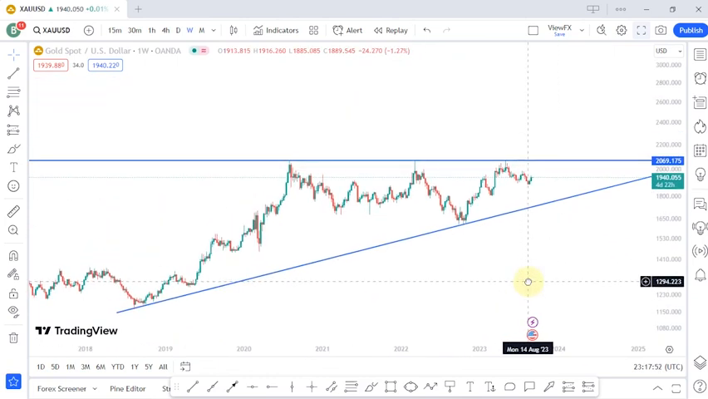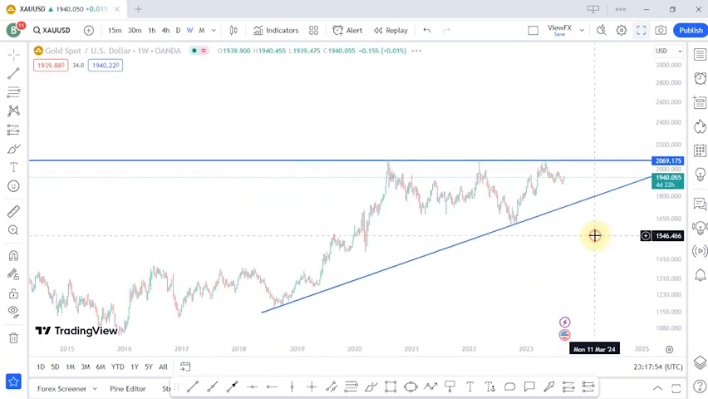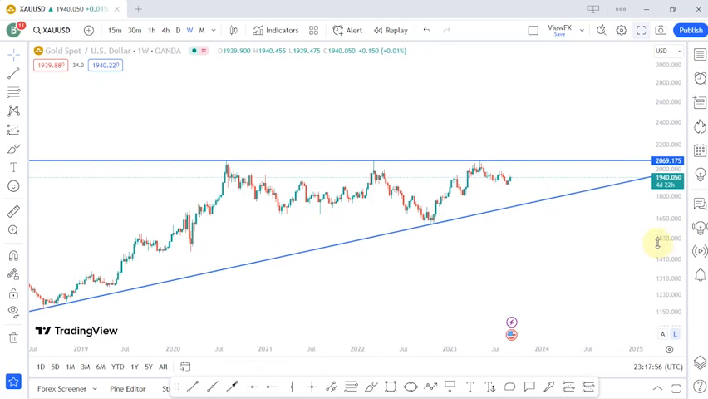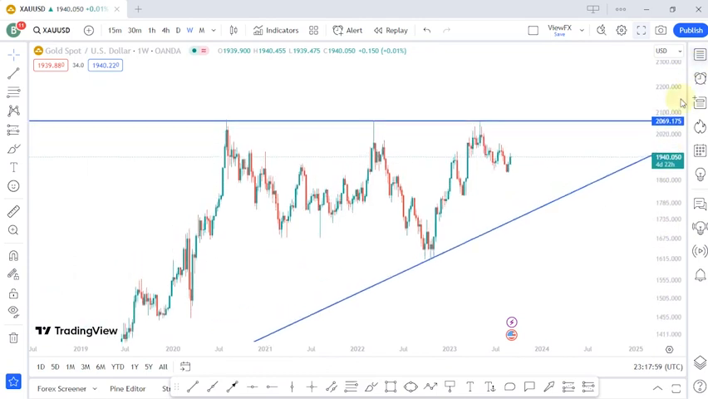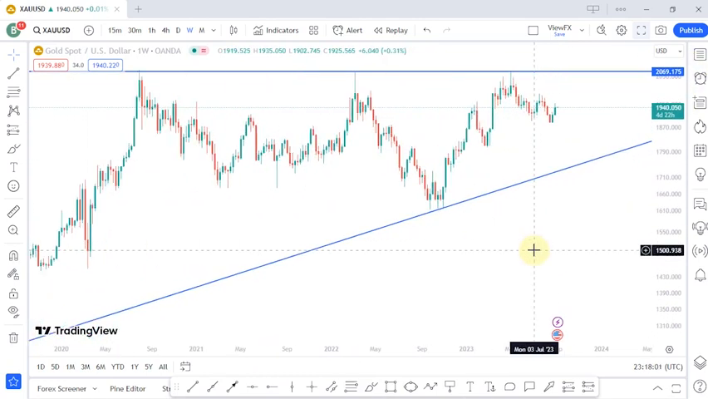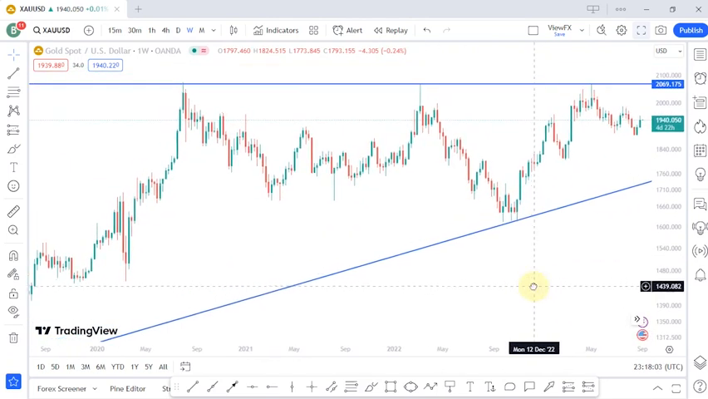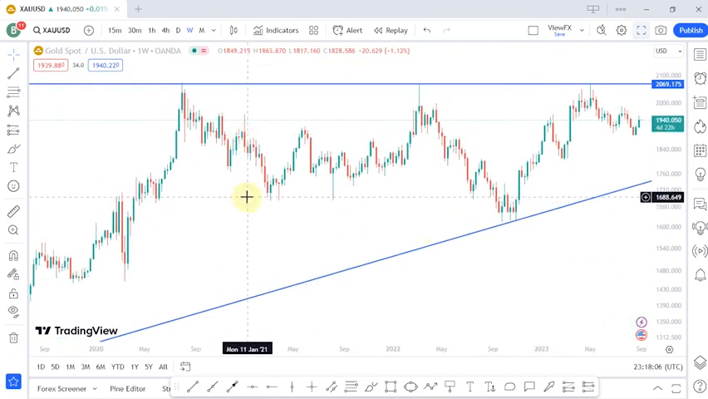And here is the weekly. The support and resistance level is still useful. So can we find another support and resistance level? Yes, we can find one here.